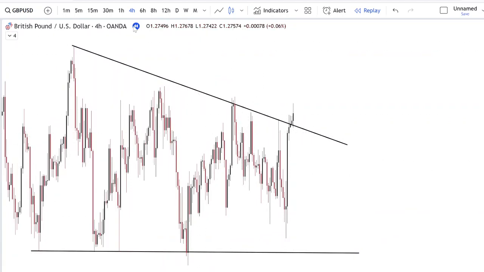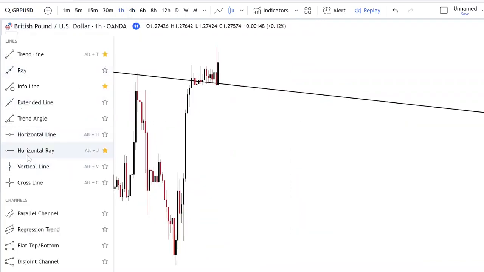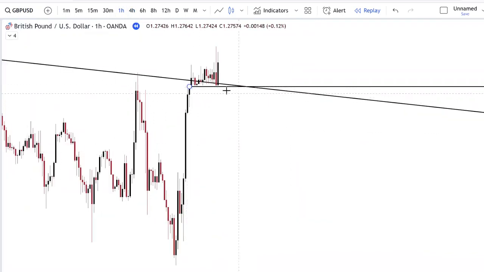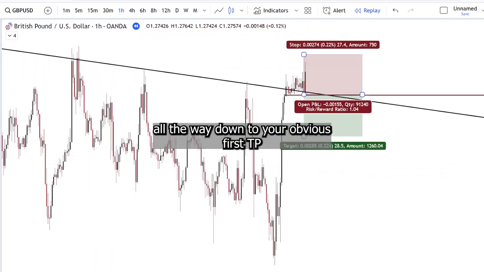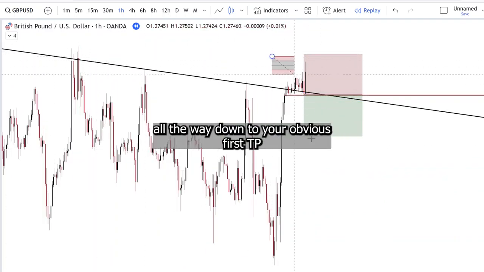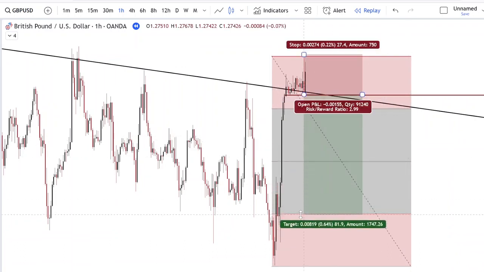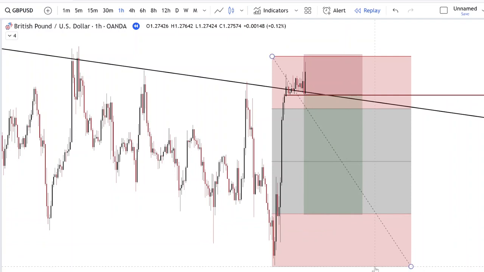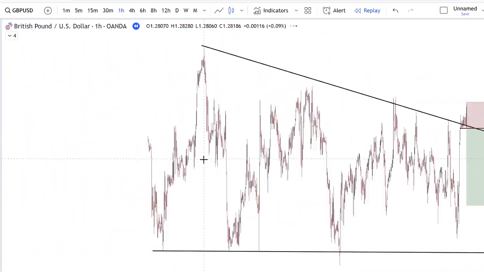So now when price comes back inside the range, all we've got to do is locate our shelf, which in this case would be here. This would be our shelf. Price was held below this level, above this level. So when price does come back inside of the range, you're waiting to take a trade here, all the way down to your obvious first TP, which would be right here. And your second TP could always be the bottom of your wedge.